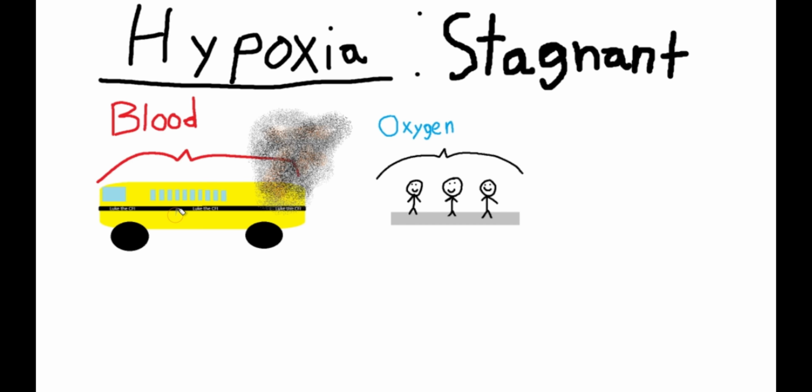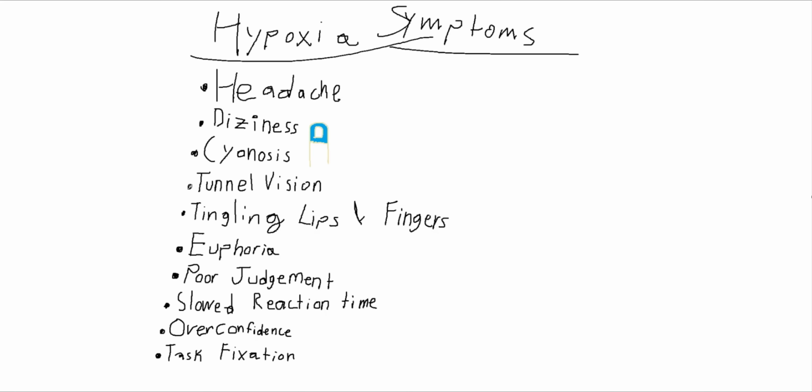If you're hypothermic, your blood is moving a lot slower. Now, we've talked about the 4 different types of hypoxia and how they occur. But what about the symptoms that take place with those types of hypoxia?